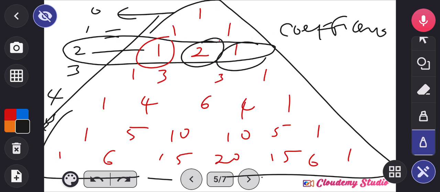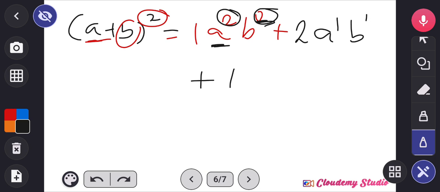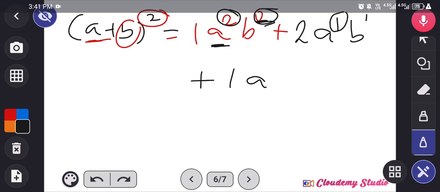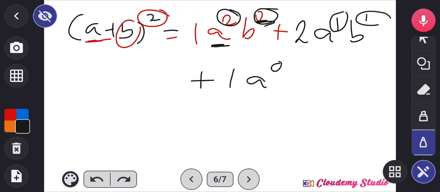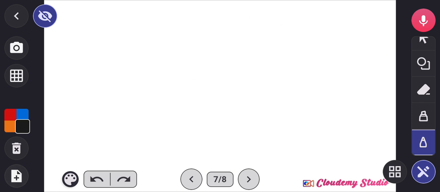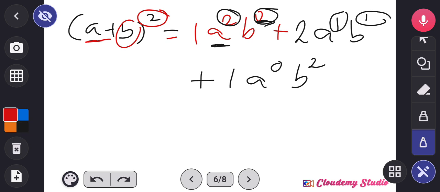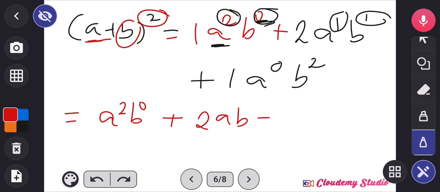Now, the next one is the third coefficient, which is 1. Therefore, we are going to have a. If this one decreases by 1, it will become 0. If this one increases by 1, it will become 2. That is b raised to the power of 2. Therefore, that will be equal to 1 multiplied by everything is the same thing. That is a raised to the power 2, b raised to the power 0, plus 2ab plus a raised to the power of 0, b raised to the power of 2.